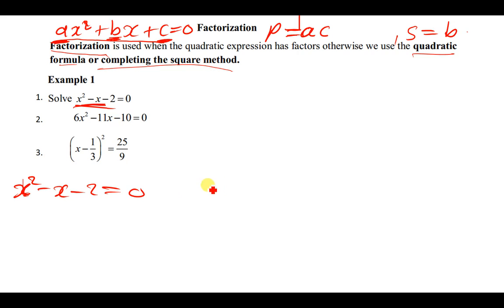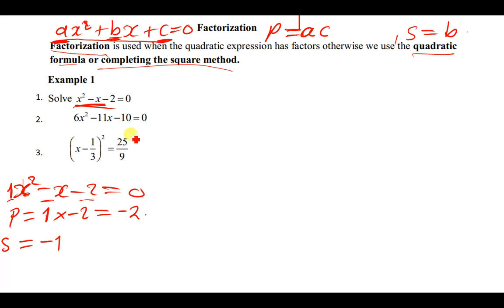Let's quickly get into serious business and solve. So we find the product. The coefficient of x squared here is 1. We multiply it with negative 2. So we have 1 times negative 2, and the answer is negative 2. Then the sum: you just get the coefficient of x there, so the sum is equal to negative 1.